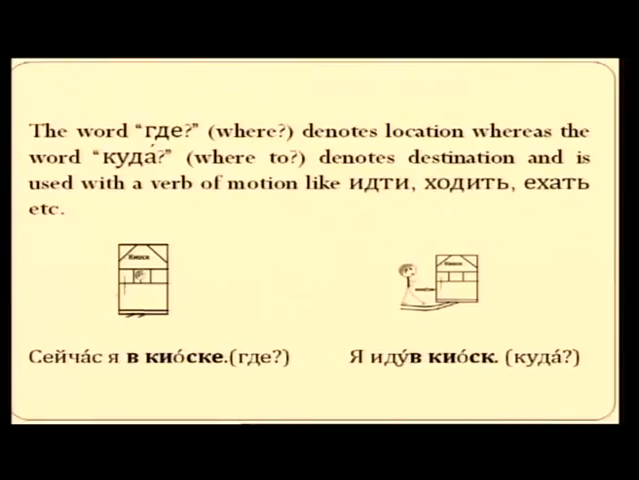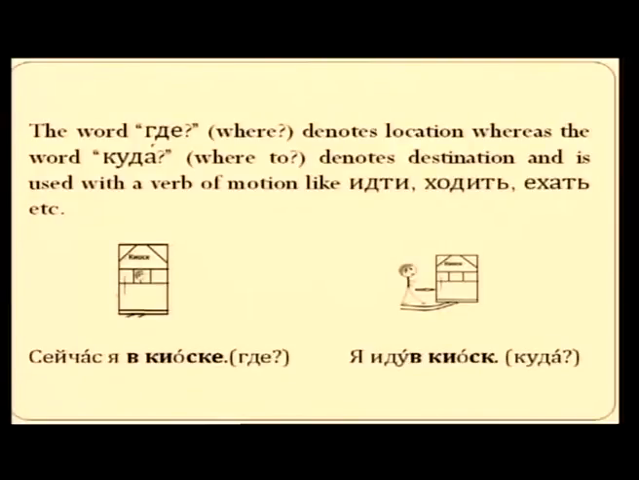and ехать. Ехать and ездить belong to the second group of the verbs of motion. Since идти and ходить mean to go on foot, ехать and ездить mean to go by using a transport. Please pay attention to the sentences.